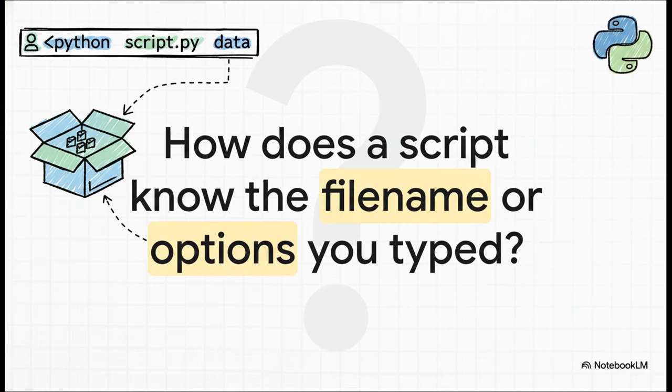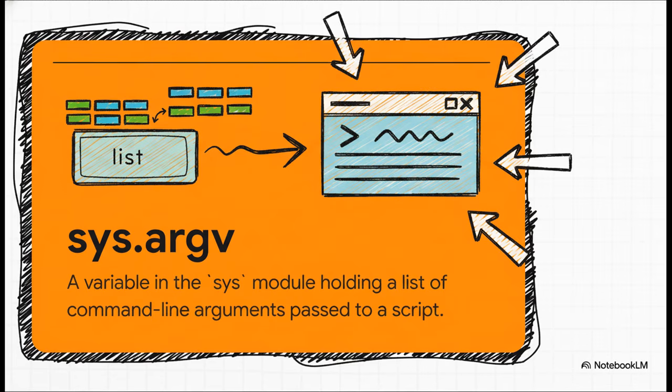Python sets up a special little inbox for every script it runs. And that inbox has a name, sys.argv. It's part of a built-in toolkit called the sys module, and all it is really is a list of strings. Every word you type on the command line after the Python command gets put into this list, all ready for your script to access and use.